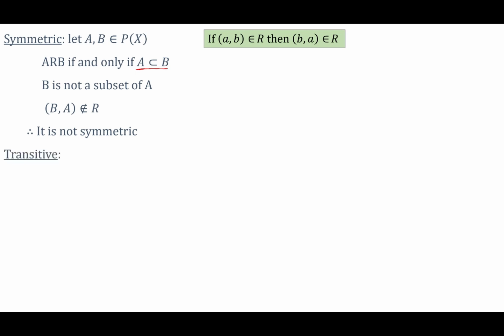For transitive, the definition of the transitive says if A comma B belongs to R and B comma C belongs to R, then A comma C must belong to R. This is the definition of the transitive.